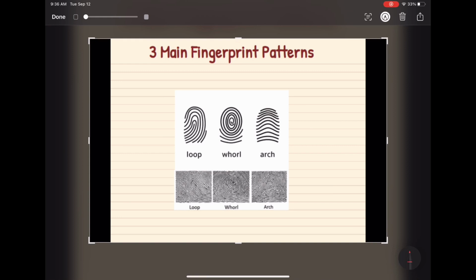Loop fingerprints start on one side of your finger and loop around and exit on the same side of that finger. Whirl fingerprints kind of circle around, they make concentric circles from the center of the finger outward. And finally, arch fingerprints have a small arch in them, as you can see here. And some arches are more pointed and some are more shallow, like this arch here.